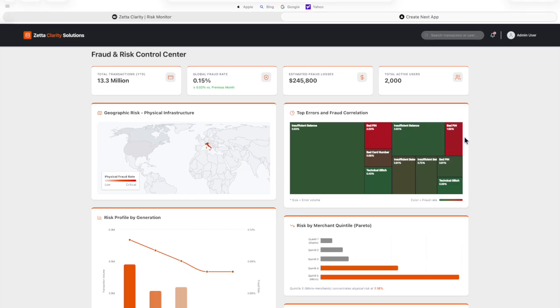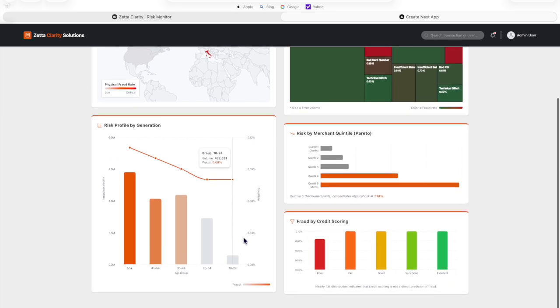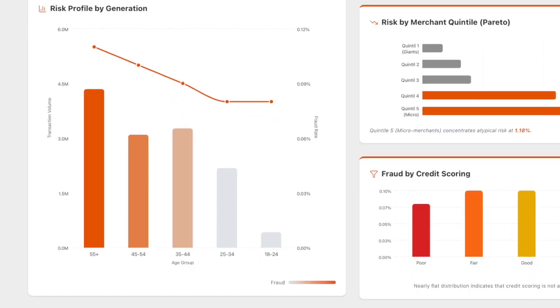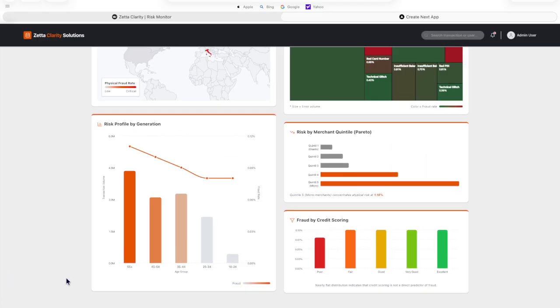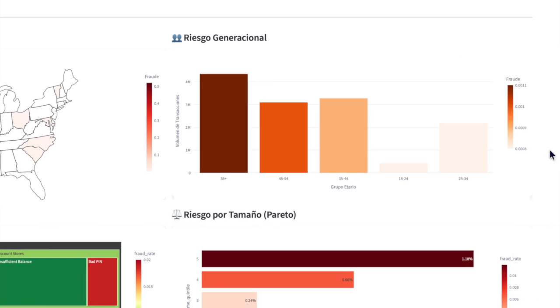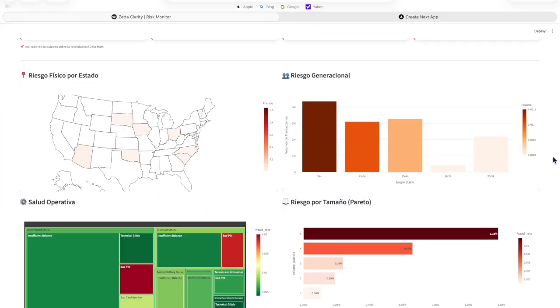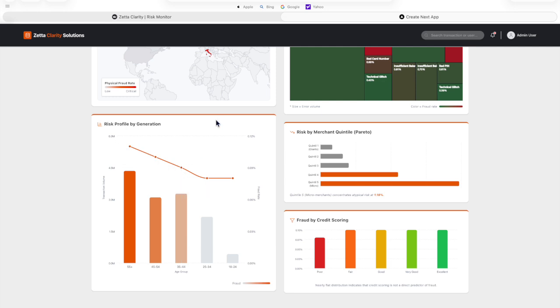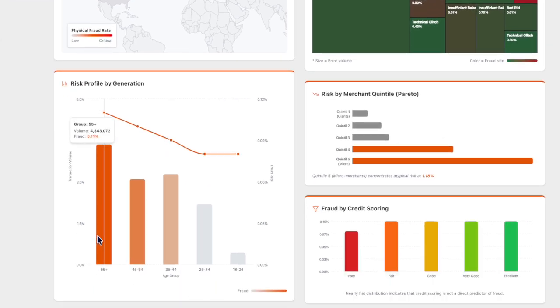Moving to demographics, here you can see the generational risk analysis. Whether rendered in Streamlit's native charts or React's custom components, the data tells the same story. I use dynamic age calculation to group users. We can see that younger digital natives and older demographics have different risk profiles. This proves that our SQL logic correctly handles date of birth calculations before the data even hits the visualization layer.